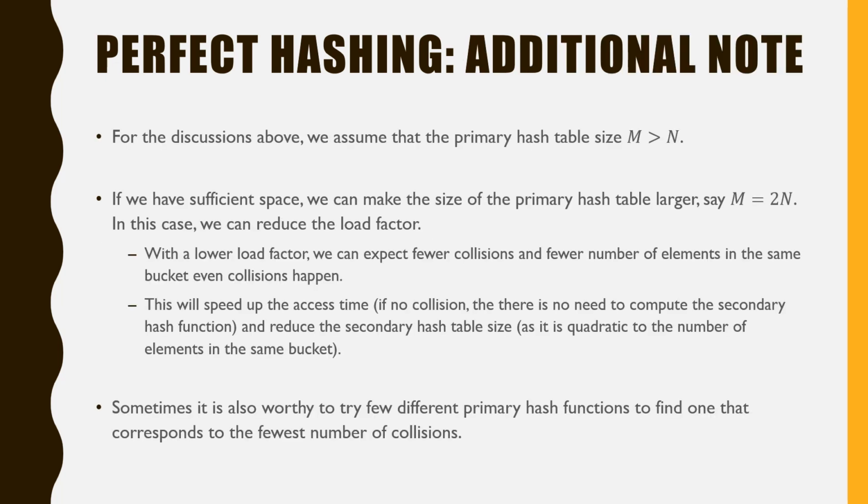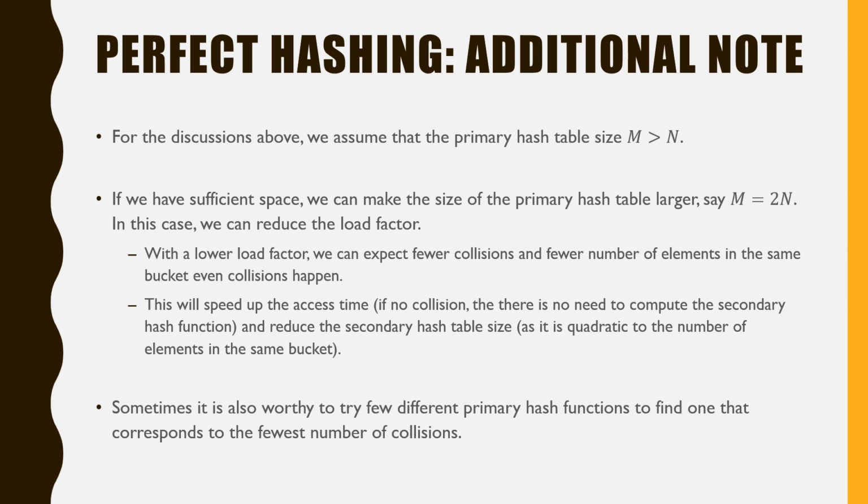Before the end of this video, I would like to add 2 notes about constructing perfect hashing tables in practice. First, although during our discussion we said that the primary hash table should have a size m larger than n, it is okay to make it even larger, such as m equals 2n. In this case, we will have an even lower load factor, lower probability of collision, and lower probability of the need for secondary hash tables. All of them could potentially improve the perfect hashing performance.